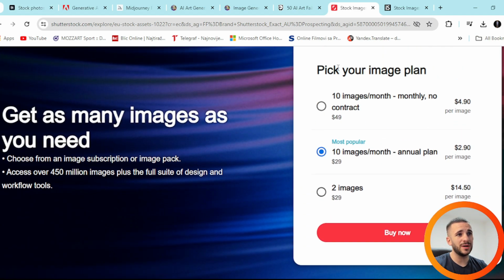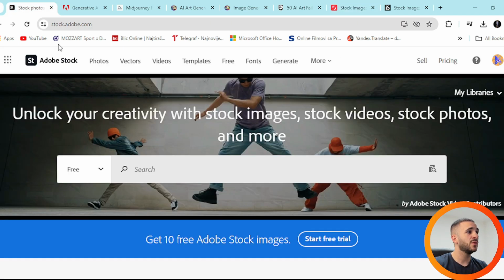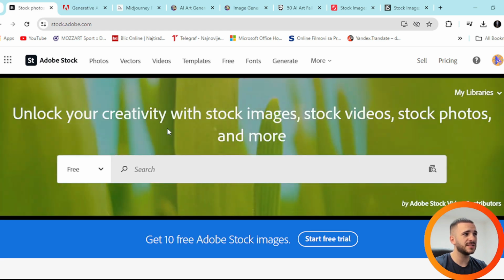And as I mentioned, right here you can see pick your image plan, guys. You can see people paying plenty for those pictures. 10 images a month, guys, monthly, no contract right here, $4.90 per image and so on. Right here we can check it out even for Adobe. But first I do just want to show you something.